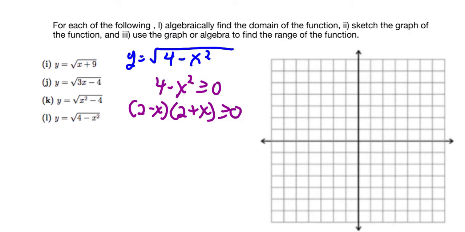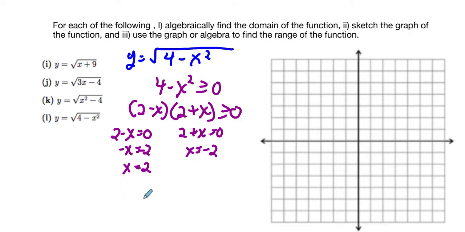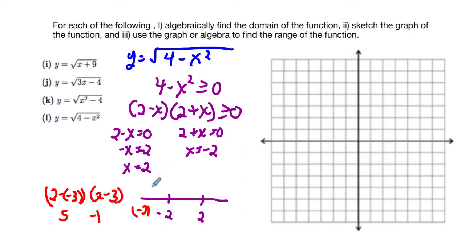So that gives us 2 minus x is equal to 0. So negative x equals -2, x equals 2. And here we end up with x is equal to -2. So the sign diagram is again 2 and -2. Doing my test value of -3, I end up with negative. When I plug in 2, I get positive. When I plug in 0, I get positive. When I plug in 3, I also get negative.